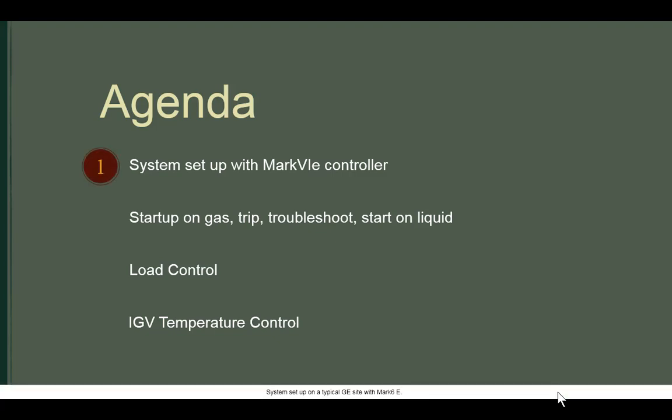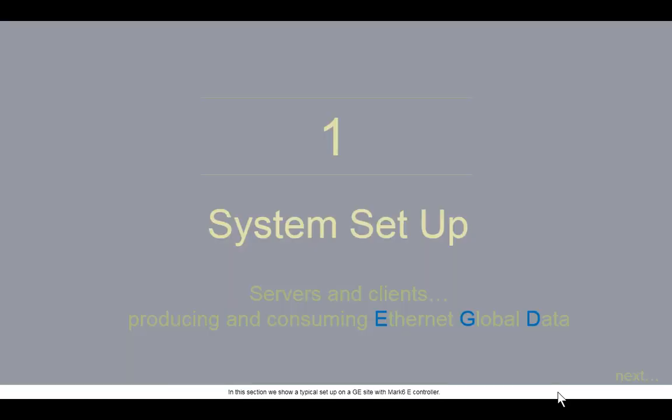System set up on a typical GE site with Mark 6E. We will start on gas, simulate a trip during warm-up, troubleshoot, then start again on liquid fuel. Then we go into detail in section 3 on load control, and in section 4 on temperature control with inlet guide vane biasing. In this section we show a typical setup on a GE site with Mark 6E controller.